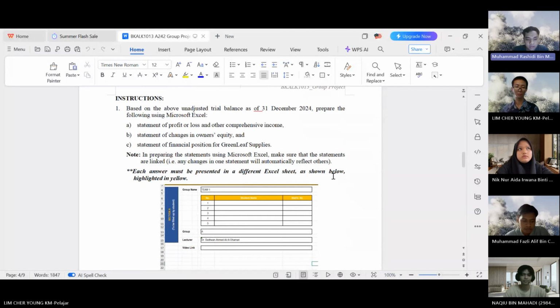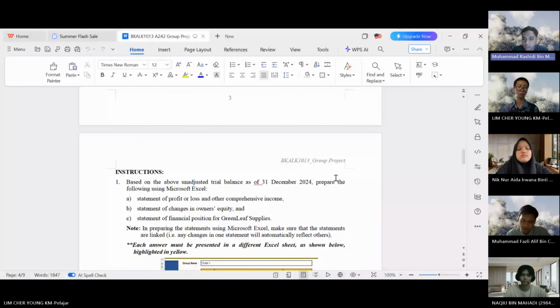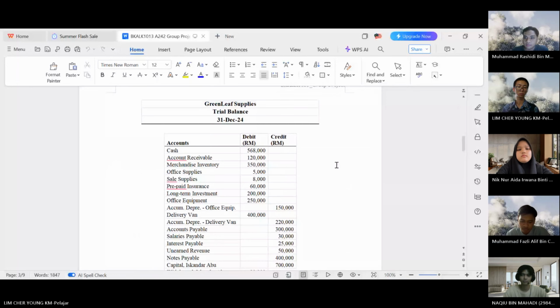Let's start with the statement of profit or loss. The total sales is RM 1 million, but we have to minus sales returns of 4,000 and sales discount of 10,000. So that gives us net sales of 986,000 ringgit, which is what we will work with as net sales. Then the next is cost of goods sold, right?